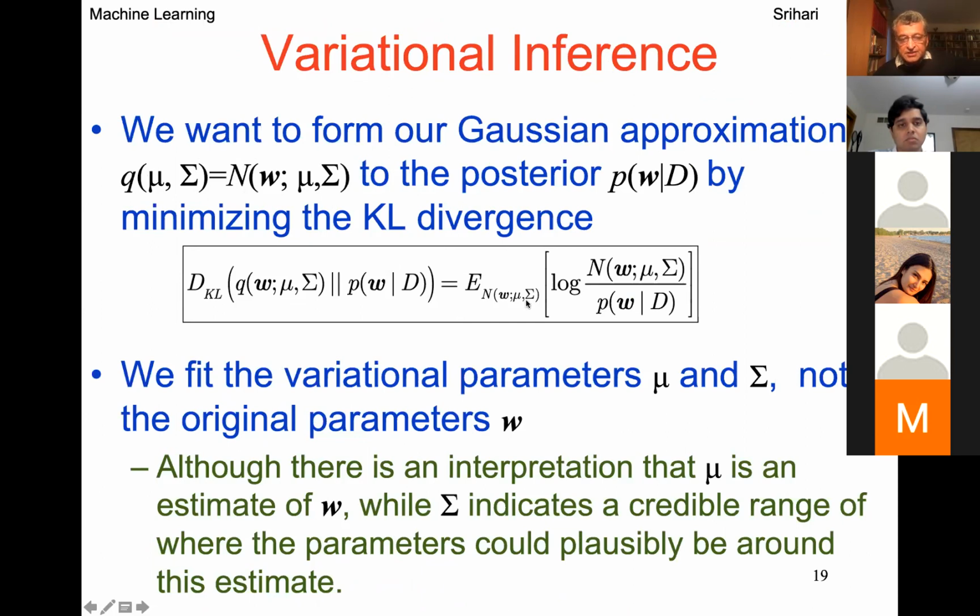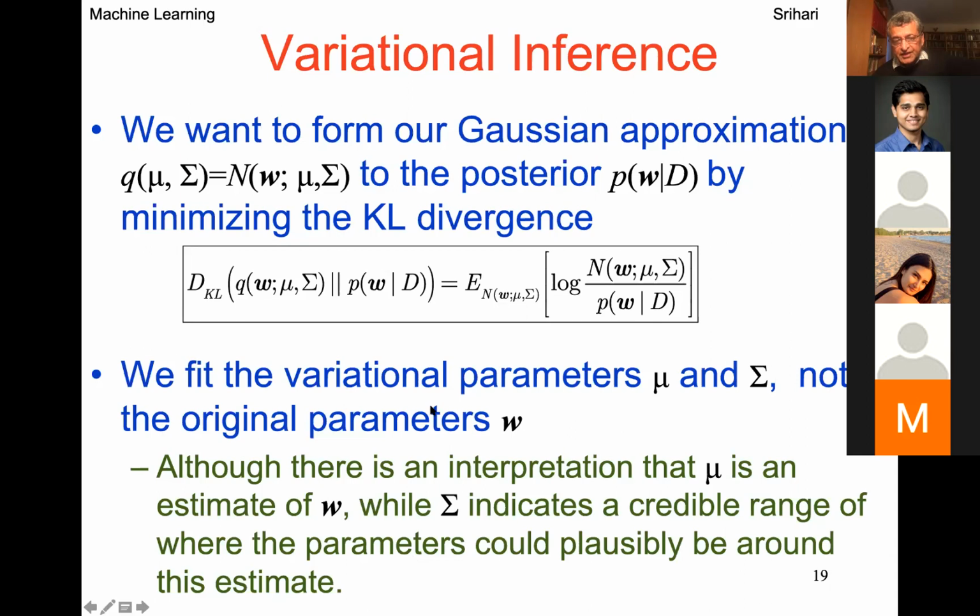All right, so the KL divergence is being written here, DKL between these two, or the expected value over the samples of the ratio we had. So this is the KL divergence between Q and P, the expected value of this quantity over all the samples over the data set. Expectation with respect to a data set, that's what it is. And we fit the variational parameters mu and sigma, not the original parameters W. Although there's an interpretation that mu is an estimate of W, while sigma indicates a credible range where parameters could be plausibly around this estimate.